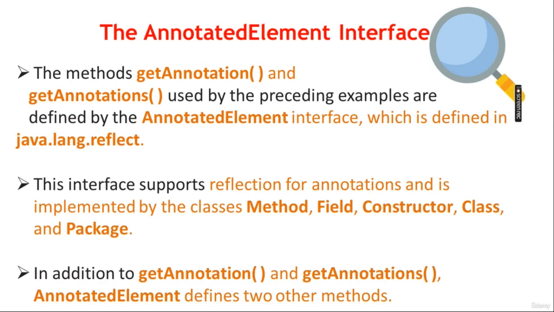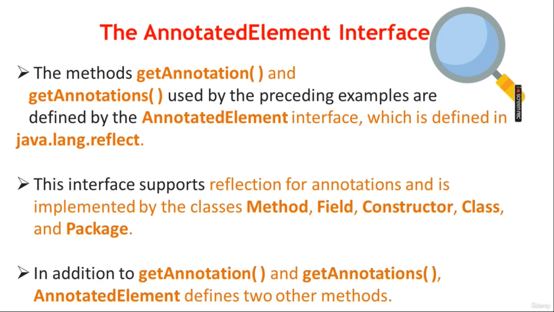AnnotatedElement interface. The methods getAnnotation and getAnnotations used by the preceding examples are defined by the AnnotatedElement interface, which is defined in java.lang.reflect. So the base package is java.lang.reflect. It has the AnnotatedElement interface and it has two methods, getAnnotation and getAnnotations. This interface supports reflection for annotations and it is implemented by the classes Method, Field, Constructor, Class and Package.